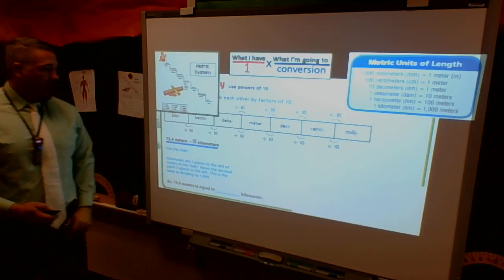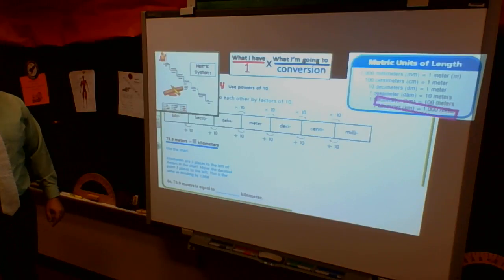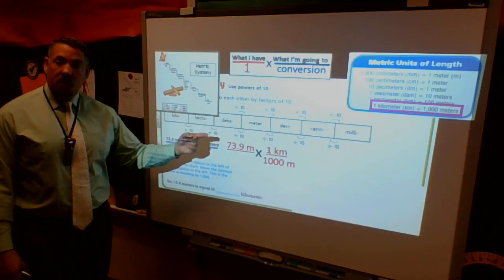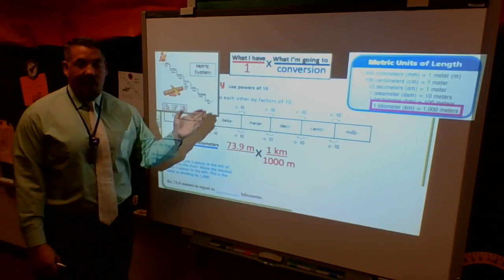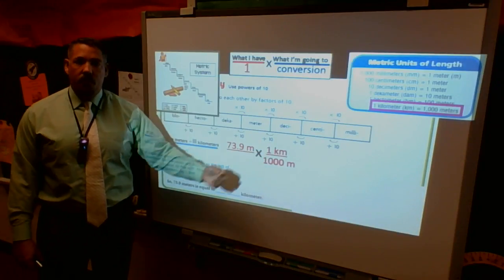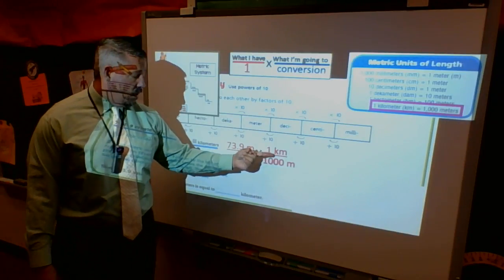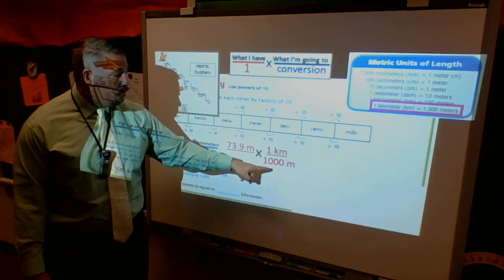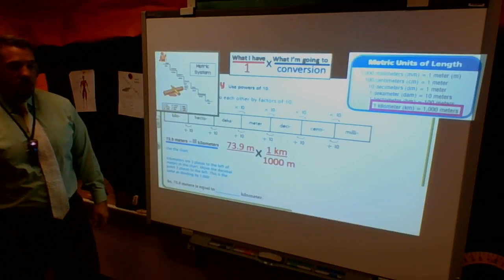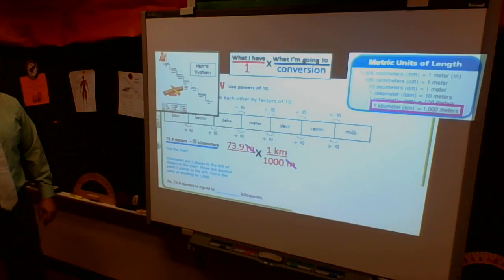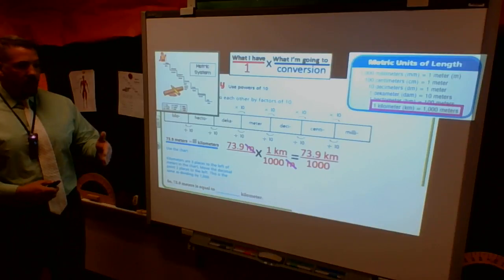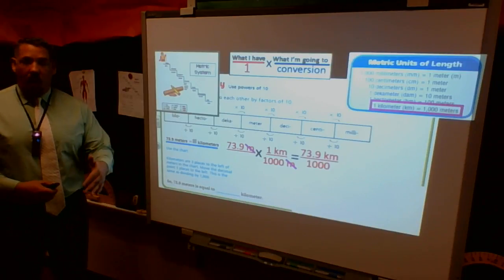Then I know how to set up my problem. I have my conversions, and I know that I have 73.9 meters that I'm starting with. I'm changing it into kilometers. That goes at the top. How many kilometers to meters? 1,000. So that has to go at the bottom so I can reduce or convert my labels. When I convert my labels, I get rid of my meters. I'm left with 73.9 divided by 1,000.